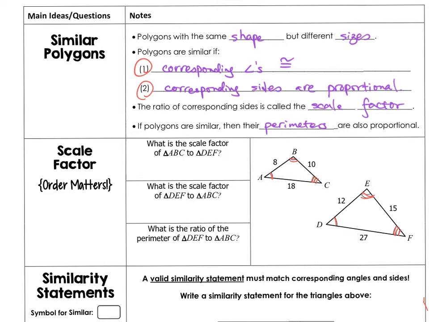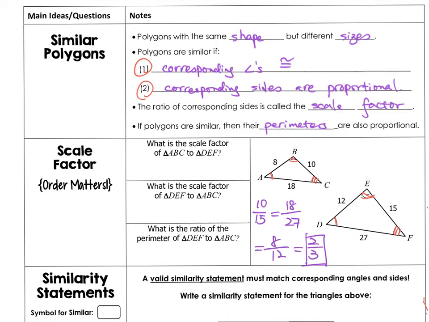The next thing you want to look at is setting up the corresponding sides. So angle A's side is 10, and angle A is congruent to angle D, and angle D's corresponding side is 15. You look at the ratio between the two sides. Next, angle B's corresponding side is 18, and angle E's is 27. And the third one is 8, and that's 12. If you simplify it, you will realize that they are all the same ratio, and that's our scale factor right there.